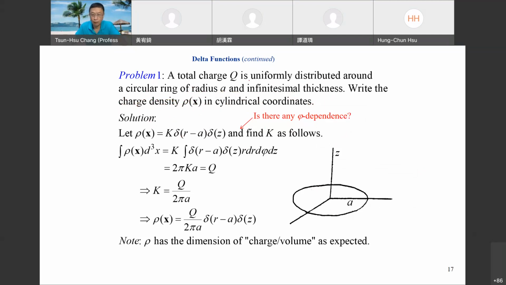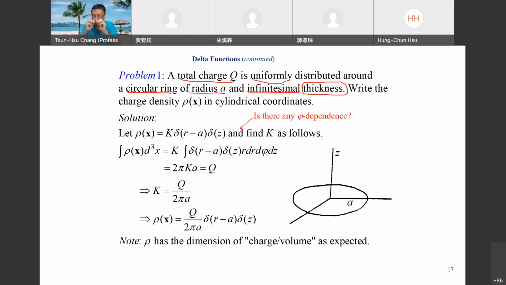Okay, the keyword: uniformly (均匀的). A circular ring of radius A. This is a ring of radius A. 半径是 A，是一个圆环。Total charge Q. Infinitesimal thickness. 根本就是细到无限小的、极细的、一点点的厚度。Of course, it's an assumption. In a real case, there is no such infinitesimal thickness, just an approximation.